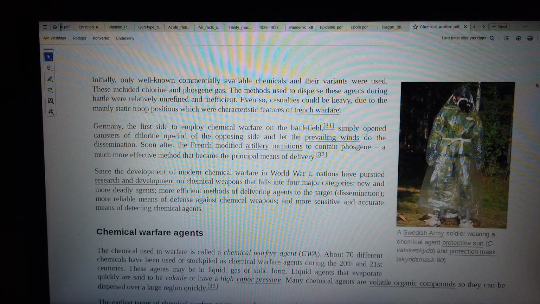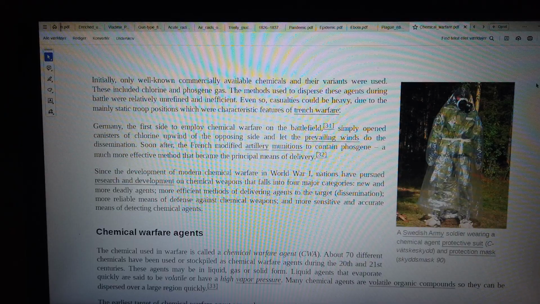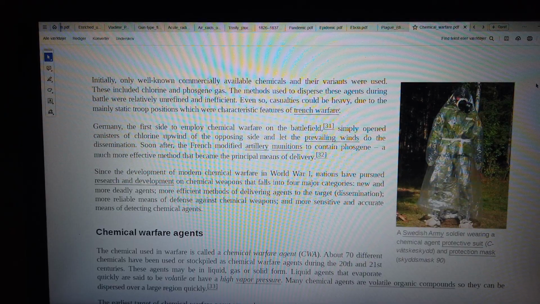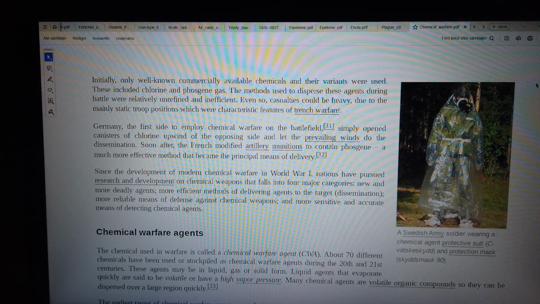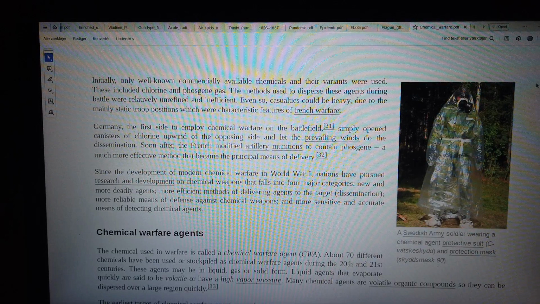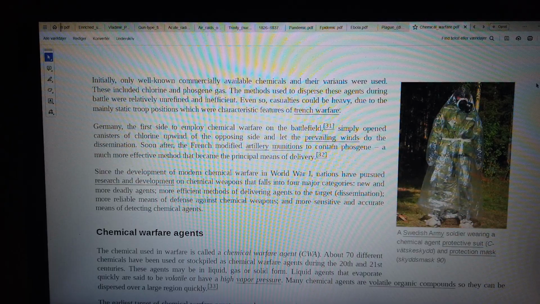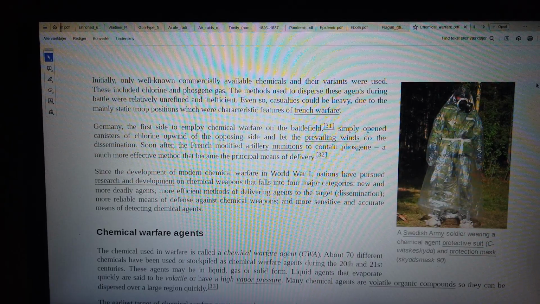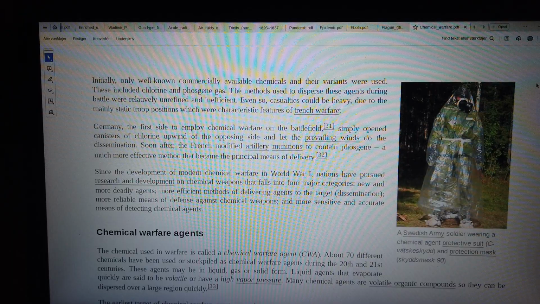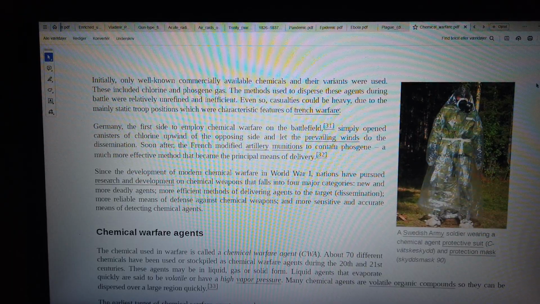A Swedish army soldier wearing a chemical agent protective suit and protection mask. Initially, only well-known commercially available chemicals and their variants were used. These included chlorine and phosgene gas. The methods used to disperse these agents during battle were relatively unrefined and inefficient. Even so, casualties could be heavy, due to the mainly static troop positions which were characteristic features of trench warfare.